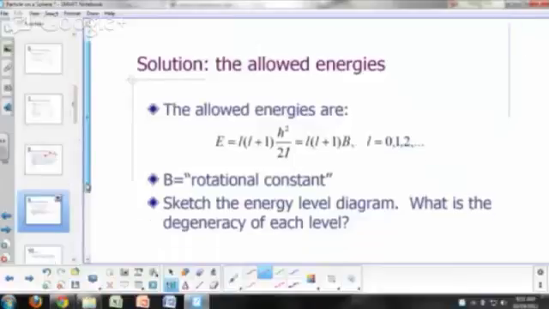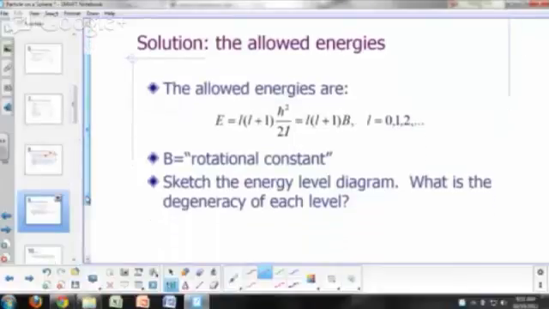Okay, so let's take a look at the allowed energies for your particle in a sphere. If you solve the Schrodinger equation, you'll find the spherical harmonics. You can find that the energy is quantized, and the quantization depends on quantum number L. So this is L times L plus 1 times h bar squared over 2I. And just as before, we're going to abbreviate h bar squared over 2I by capital B. You call that the rotational constant.